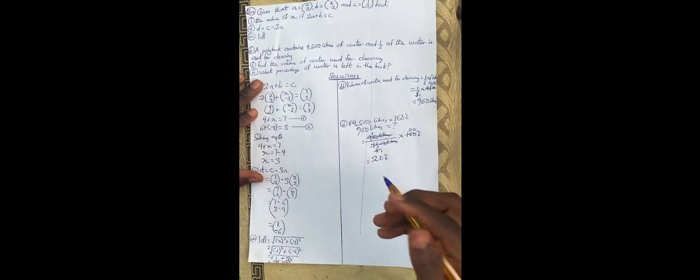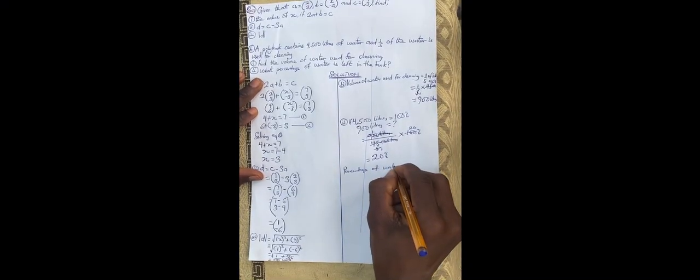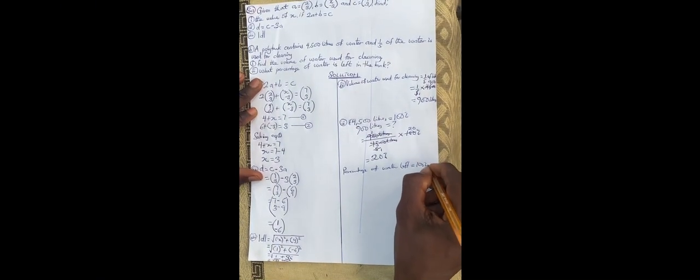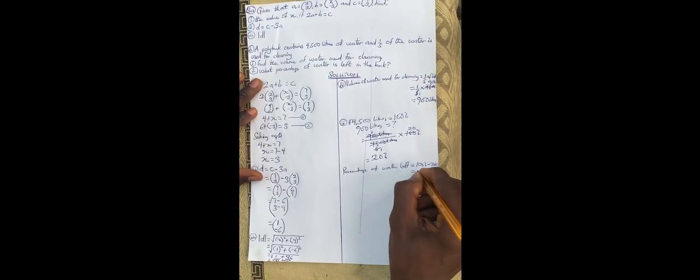Please, this does not answer the question. This is only telling us that 20% of the water was used for cleaning. We were not asked what percentage was used for cleaning. We were asked what percentage of water is left in the tank. So if 20% of the water in the tank was used for cleaning, it means that percentage of water left will be equal to what? The total percentage minus what? What was used for cleaning, and that was what? 20%. So at the end of the day, 80% of the water was left in the tank.